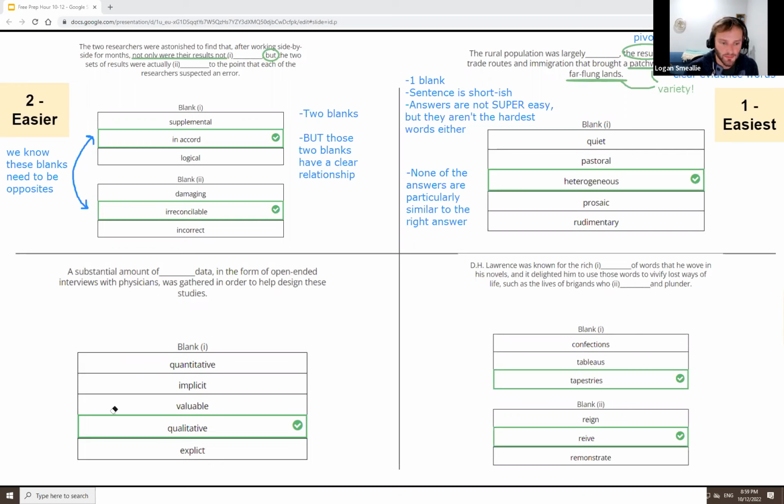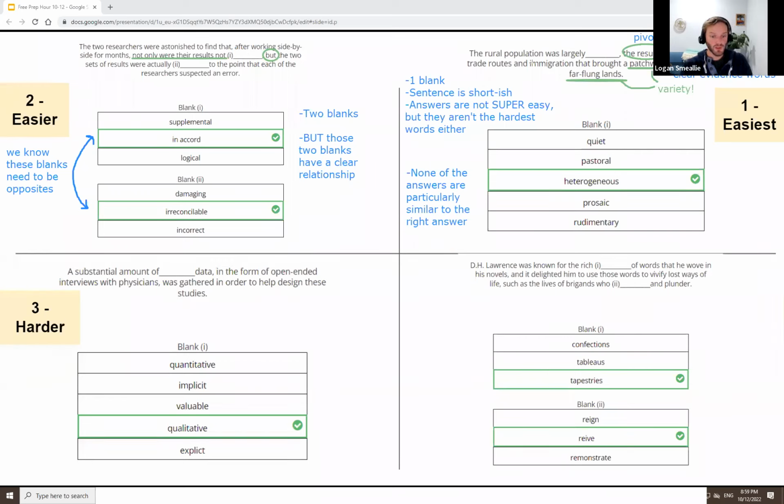Let's talk about this one. As you all saw earlier, this one is not the hardest, but is toward the harder end. Let's compare it to the other 1-blanker on the screen. And it's interesting to see that the words in the blank here, I don't think are even necessarily as hard as these, or maybe they're similar to these.